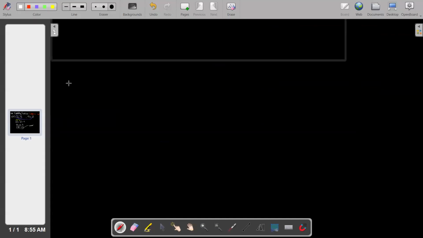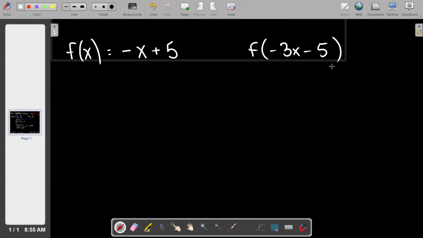Our next problem, the function is f of x again. I got a little more creative after this, but this one was still just f of x. The function itself is the opposite of x plus 5. And I would like you guys to evaluate the function for f of negative 3x minus 5.